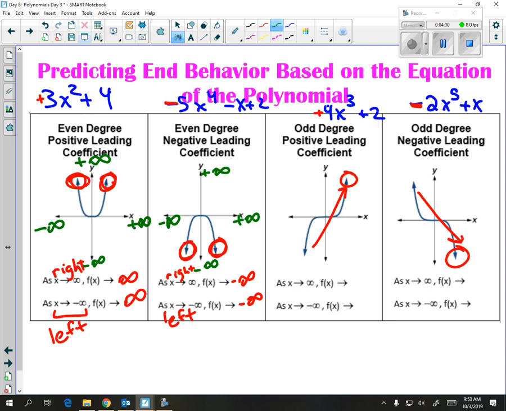To write out the end behaviors, fill out your graph. And then try to do these on your own, pause the video, and then check your answers.